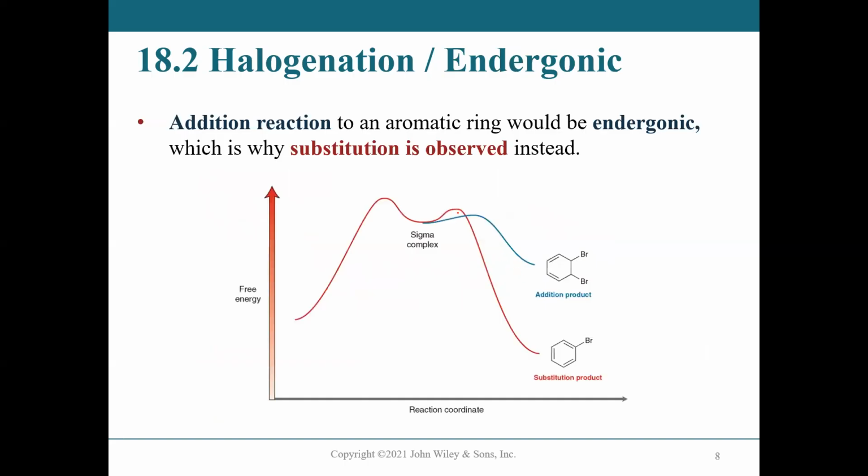We can see right here, an addition reaction to an aromatic ring would be endergonic, which is why substitution is observed instead. Endergonic means higher in energy from where we started off at. You can see that. Exergonic, this is exergonic. We're going down in energy. So that's why we're seeing the substitution product.